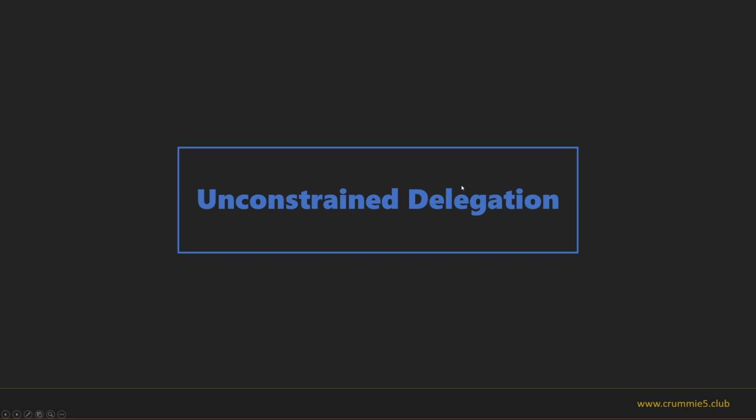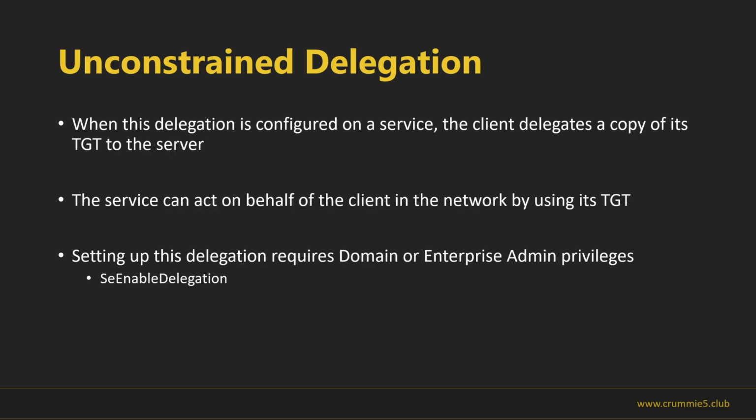So what is unconstrained delegation? Unconstrained delegation is a feature of Active Directory whose idea is that clients delegate a copy of their TGT to the delegation server. So when the server needs to act on behalf of any of its clients, it will use those TGTs that it has cached to request further service tickets and to act on behalf of them.